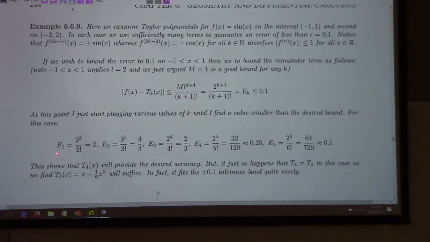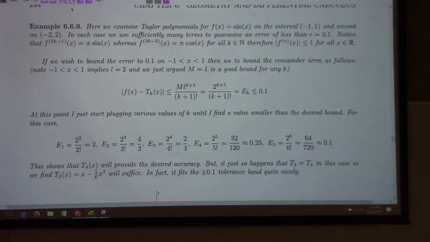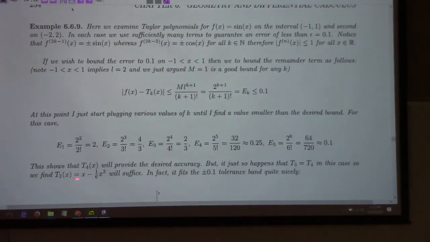So if I look at E1, the error, if I just take the first one, that's not good enough. 4/3, not good enough. 2/3, not good enough. A third, still not good enough. By the time I get to the fifth term, 64 over 720, well, that's less than 0.1, so woohoo. So apparently, if I take the fourth order Taylor polynomial, then that'll be enough. But in fact, T4 is equal to T3 because the fourth order term vanishes for sine. And so this is the third.